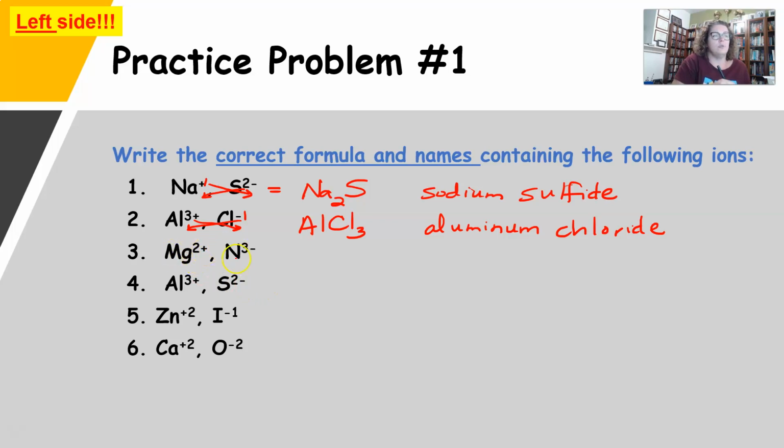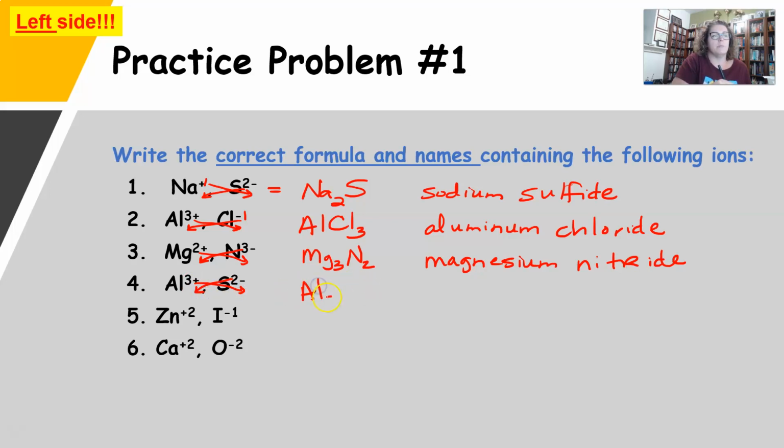Magnesium lost 2, nitrogen gained 3. Okay, so you could actually crisscross, and when you do your crisscross, you could actually have 2 subscripts appear on a formula, and nothing wrong with that. So magnesium 3, nitrogen 2. So we don't have to name how many we see. We're just naming the elements that are involved. Now nitrogen becomes nitride.